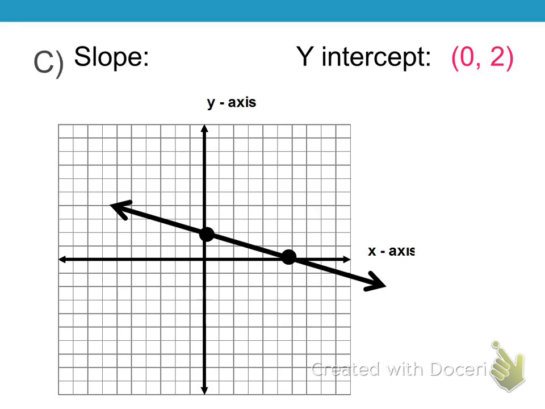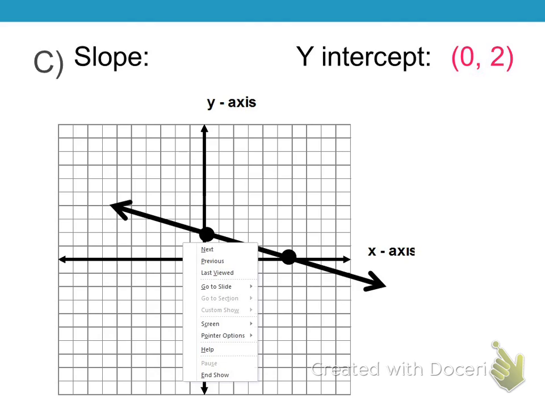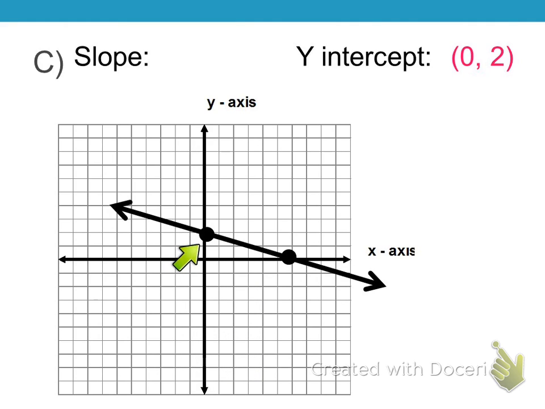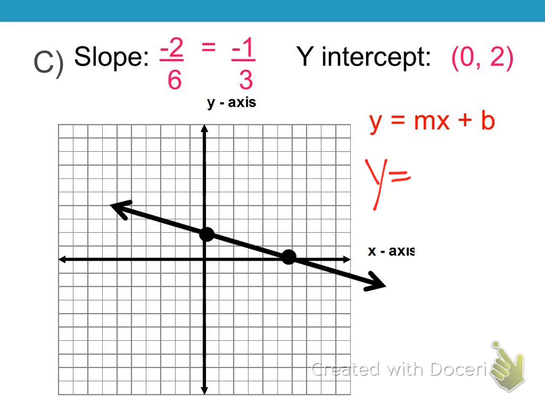For slope, oh, I hit the wrong button. Give me a second. Okay, for slope, I go down 2, right 1, 2, 3, 4, 5. Looks like 6, right? So negative 2 over 6, which is negative 1 over 3. Good. So what will my equation look like? Very good.